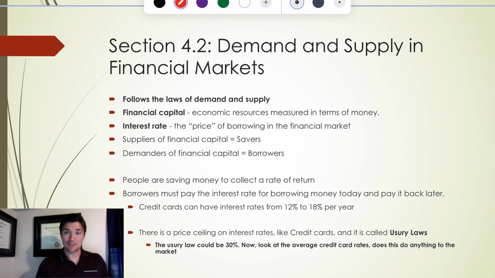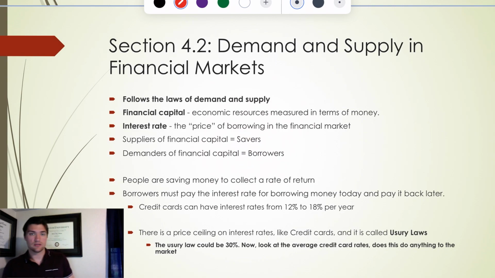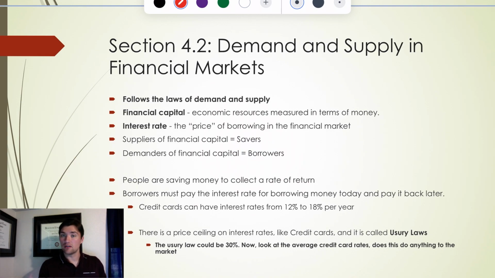So financial markets are still going to be following the laws of demand and supply. Basically, because this goes up, that's going to change the quantity, right? So the price goes up, changes the quantity. Demand, higher prices, lower quantity. Supply, higher prices, higher quantity. Same idea. But now that we're talking about financial capital, we're going to be changing the quantity part of it and the price. Like there's a different name for it. The idea is the same, but the word we're going to be using is different.